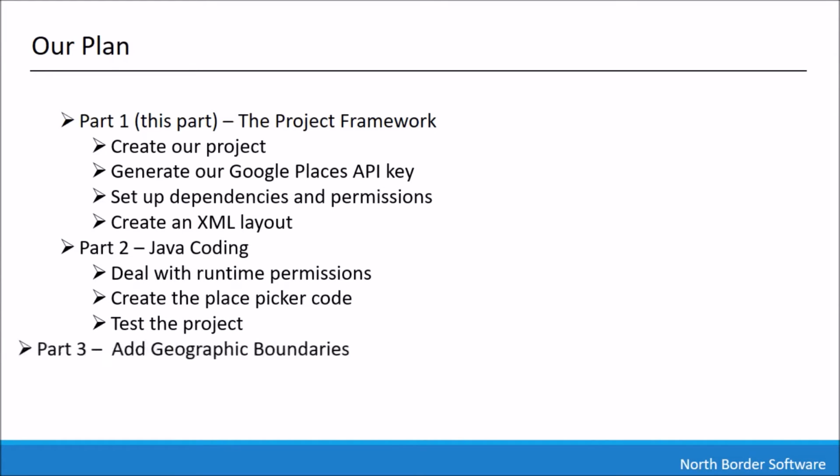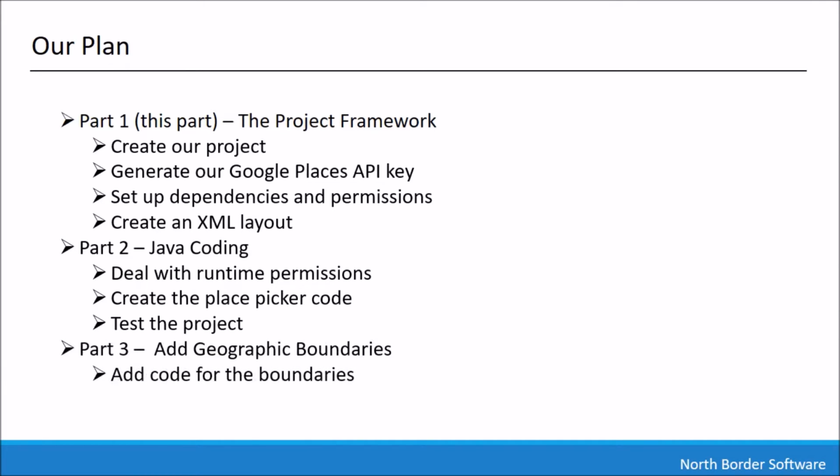Part 3 is going to be a fairly short part. We're going to add some boundaries to the Place Picker. For that, we just need to add the code and then do a final test on the project. Anyway, now back to the coding.